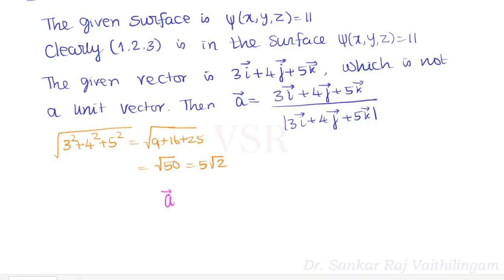Then the a vector is equal to 3 by 5 root 2 i vector plus 4 by 5 root 2 j vector plus 5 by 5 root 2 into k vector. Okay, this 5 and this 5 we can cancel. So this is my a vector.